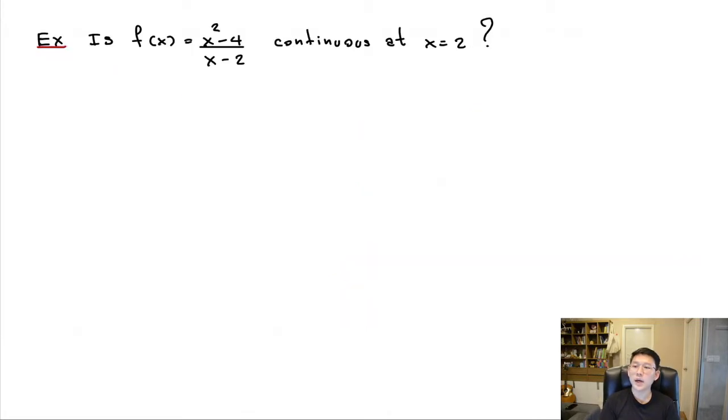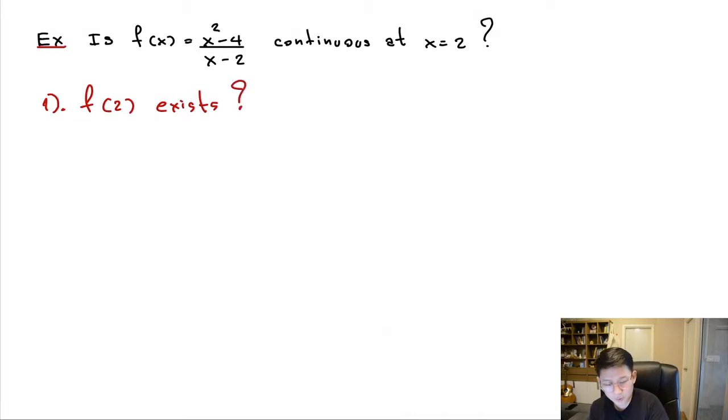So let's look at this example. Is this continuous at x equals 2? First, we need to check that f(2) exists. So f(2) is what? It is (2 squared minus 4) divided by (2 minus 2), which is 0 divided by 0.